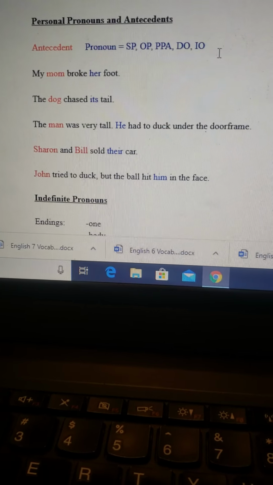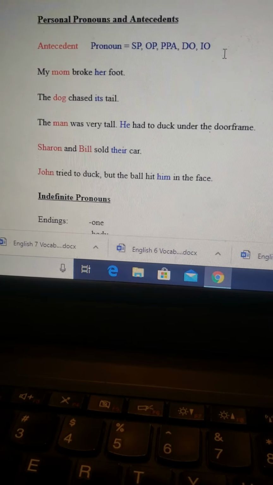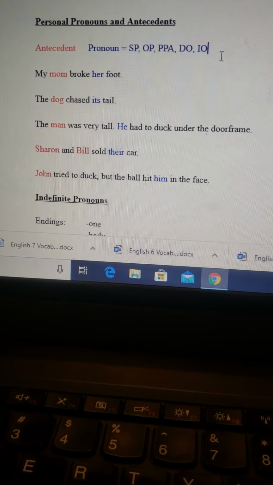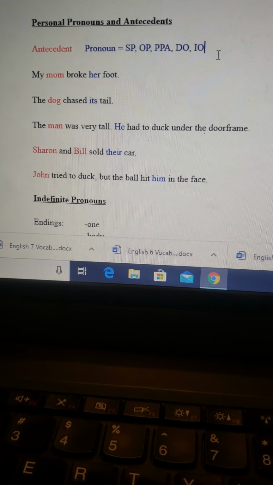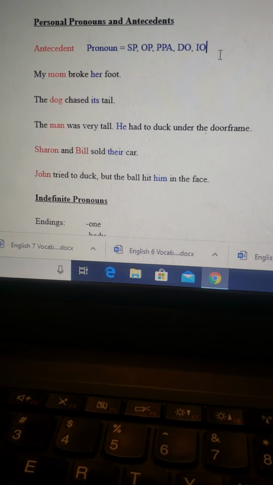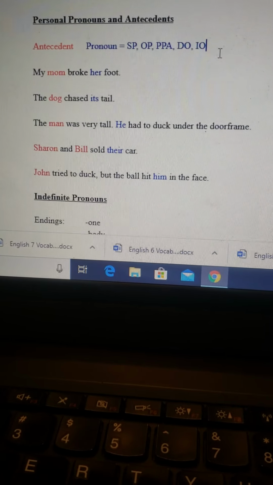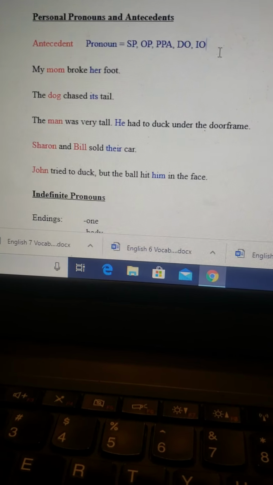You're always going to have one specific thing that is the antecedent for the pronoun, or multiple if it's a plural pronoun. So next one, the dog chased its tail. Its is a PPA, shows ownership of tail. So who is this it that's chasing its tail? It's the dog, obviously. The next one shows you an example of it showing up in 2 separate sentences. The man was very tall. He had to duck under the door frame. So in the first sentence, there's obviously no pronoun.